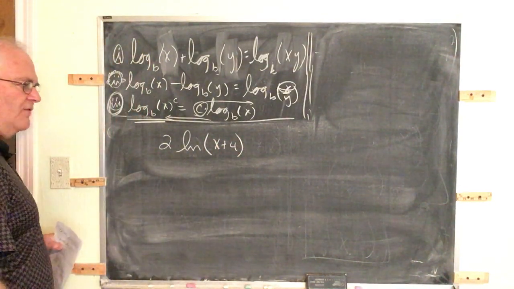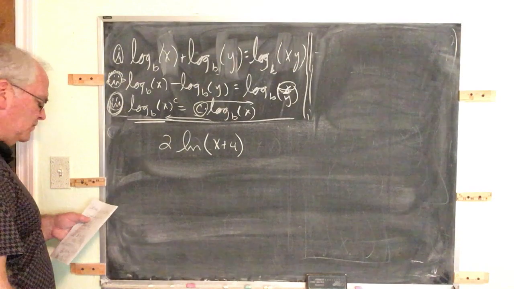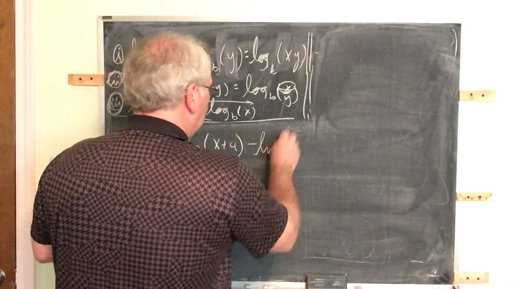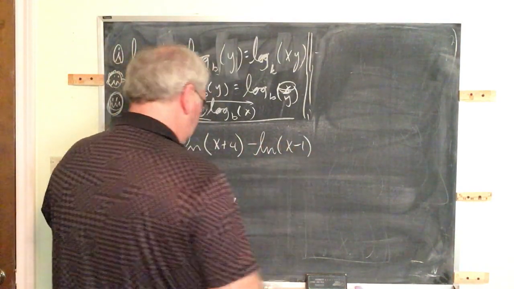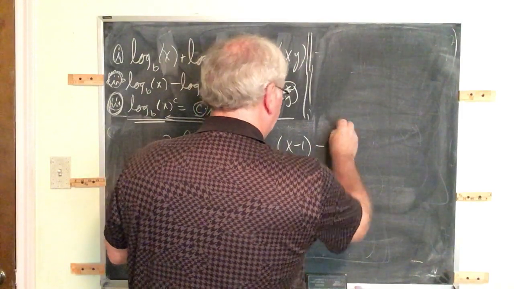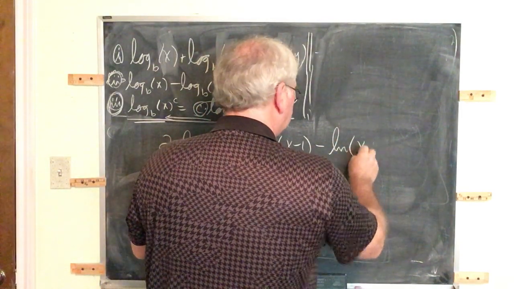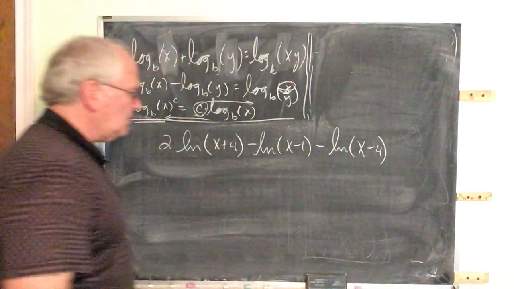We have the natural log of x plus 4, that's a binomial, minus the natural log of another binomial, and that's minus the log of another binomial. All right?